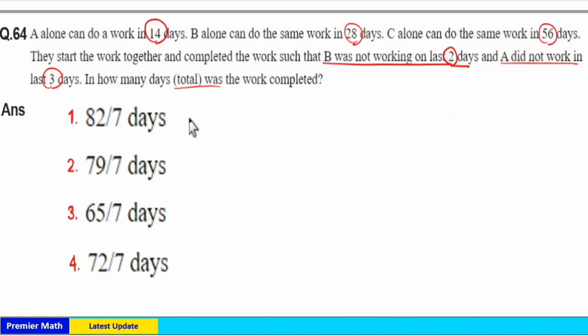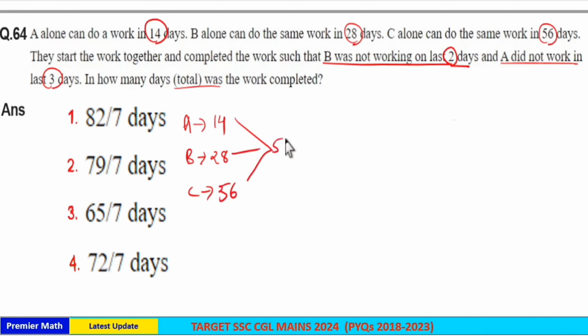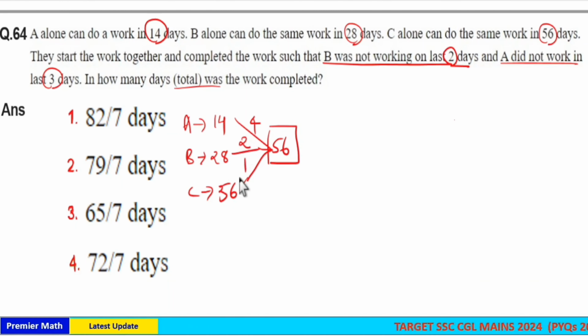Here A can complete the work in 14 days, B can complete it in 28 days and C can complete it in 56 days. All are doing the same work. Take the LCM. LCM is 56. 14 goes 4 times in 56, 28 goes 2 times in 56, 56 goes 1 time in 56. Total work is 56 and A can complete 4 units in 1 day, B can complete 2 units in 1 day and C can complete 1 unit in 1 day.